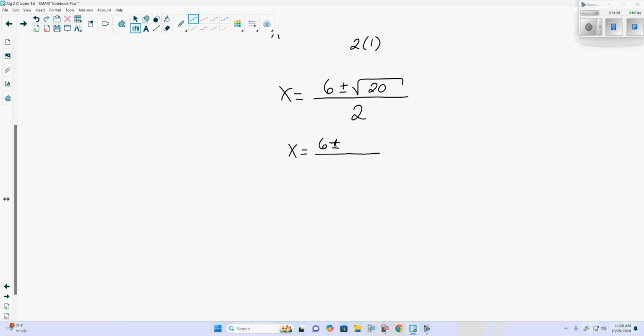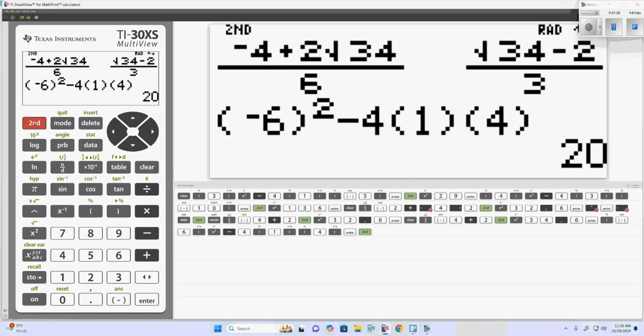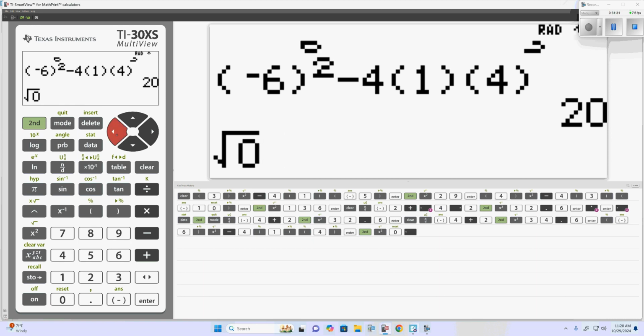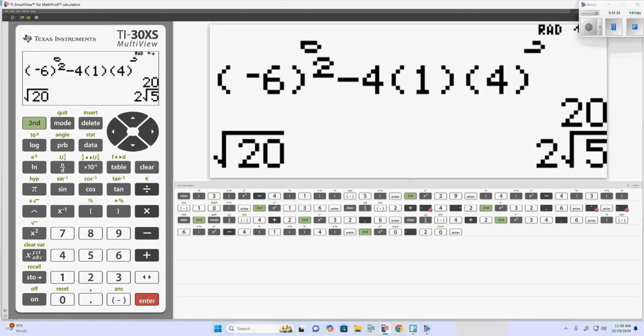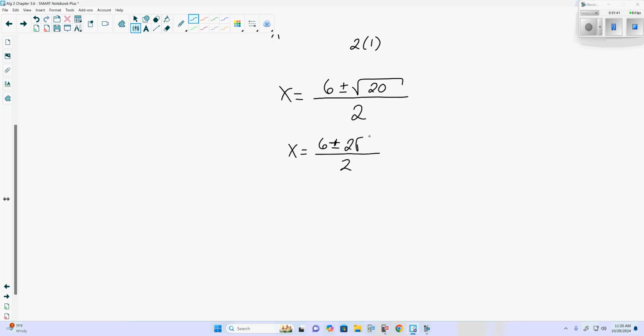Now we need to see if we can take the square root of 20. All right, guys, focus up here. Now the square root of 20 is 2 square root of 5. So when we simplify the square root of 20, we do get 2 square root of 5, telling us that we have 6 plus or minus 2 square root of 5 all over 2.